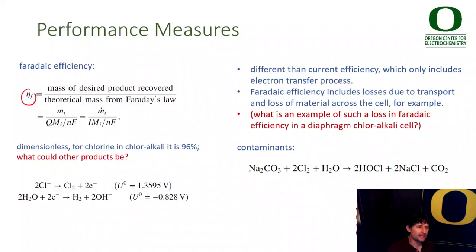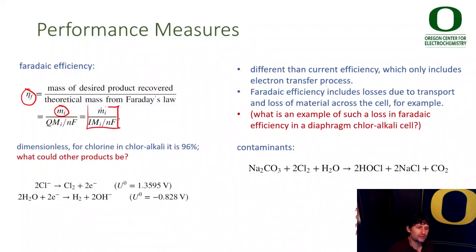We can define the Faradaic efficiency as the mass of the desired product recovered, in this case Cl2, over the theoretical mass from Faraday's law. This is equivalent to Mi, the mass of the desired product, divided by the total charge passed times the molar mass divided by nF. So Q over nF is the total moles of electric charge, the moles of product you expect. Multiply that by Mi, and you get the mass expected of product.